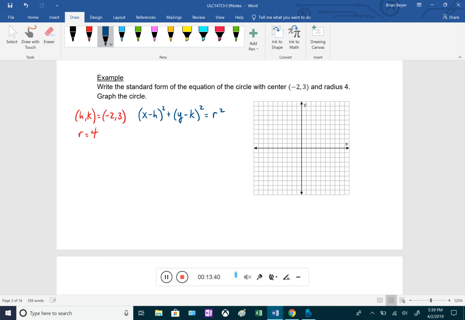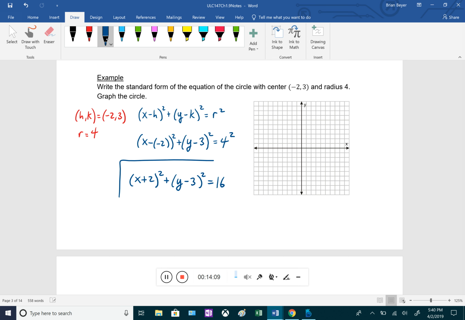So it's going to be x minus negative 2, so plug that in for h. Now plug in k, that's (y minus 3) squared equals r squared, which is 4 squared. And then we want to simplify this a little bit. So it's going to be (x plus 2) squared plus (y minus 3) squared equals 16. So that's going to be the standard form of the equation of a circle.